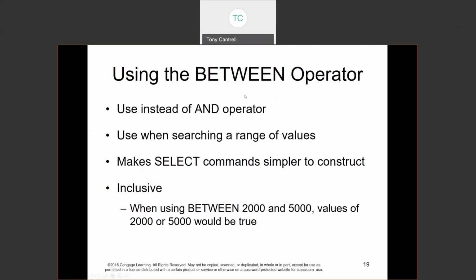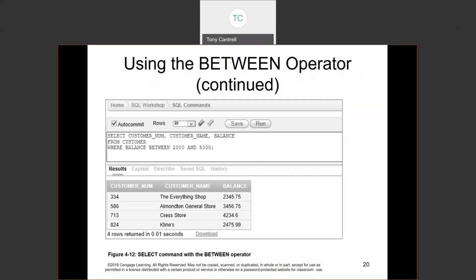Using the between operator instead of the and operator. Use it when searching a range of values. You make the command simpler to construct. Here's the confusing part. It's inclusive. To me, the word between means between 2,000 and 5,000, which would be 2,001 and 4,999. But inclusive means it includes the 2,000 and the 5,000. So be careful when you're doing that.